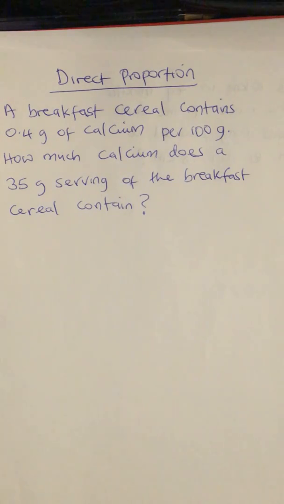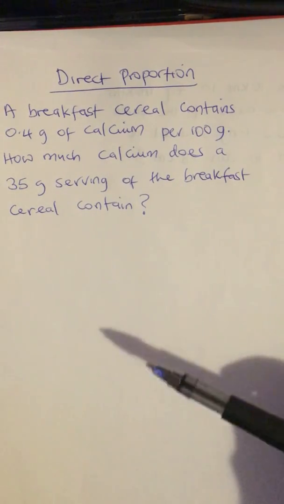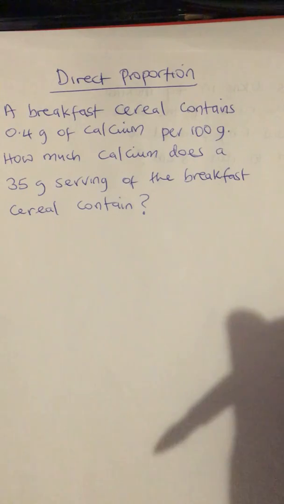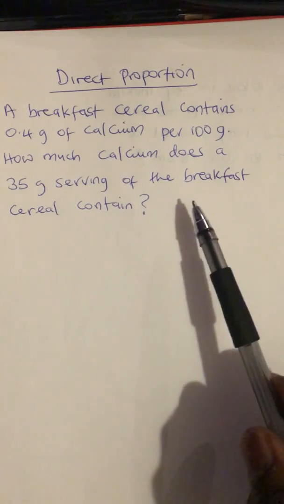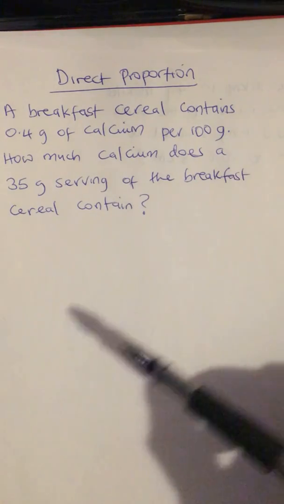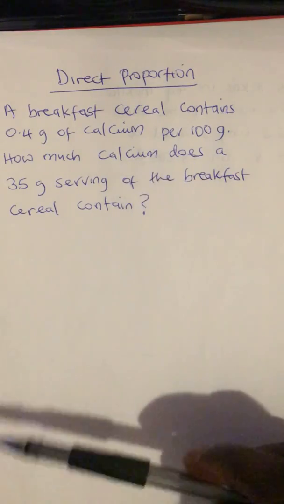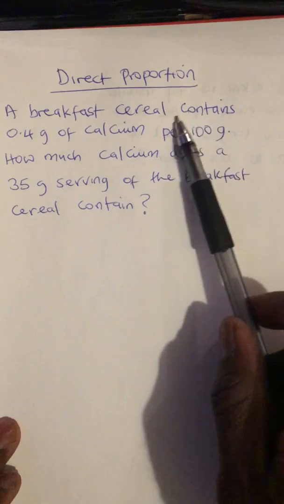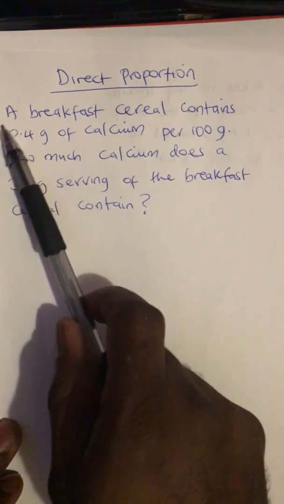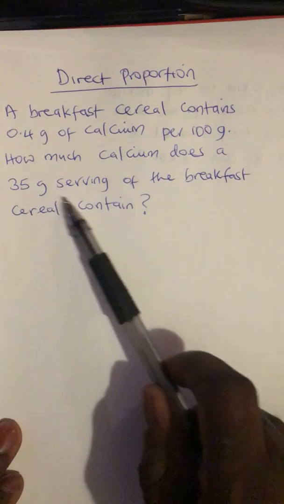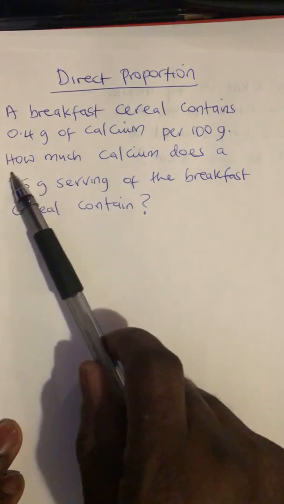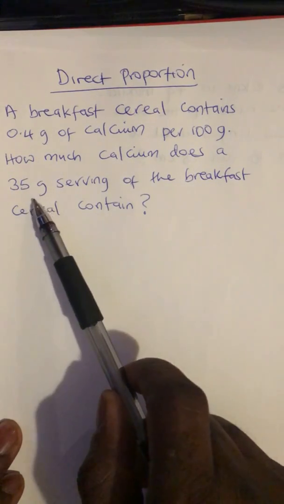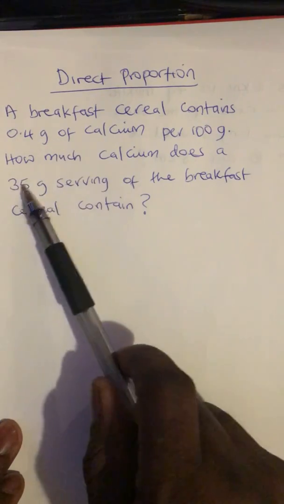We'll take a simple example now to illustrate what this is about. For example, we have this problem now. A breakfast cereal contains 0.4 gram of calcium per 100 gram. So the question is, how much calcium does a 35-gram serving of the breakfast cereal have? What this simply means is that for every 100 gram of the breakfast cereal, there is 0.4 gram of calcium. So they are asking us, if 100 gram contains 0.4 gram of calcium, how much calcium does 35 gram of the serving of breakfast cereal contain?